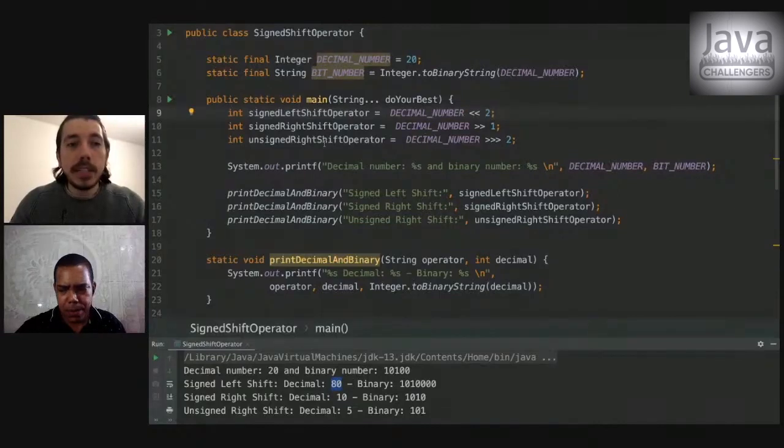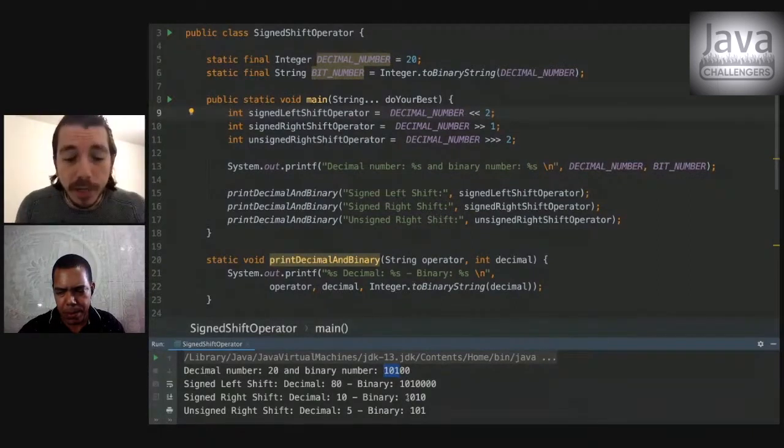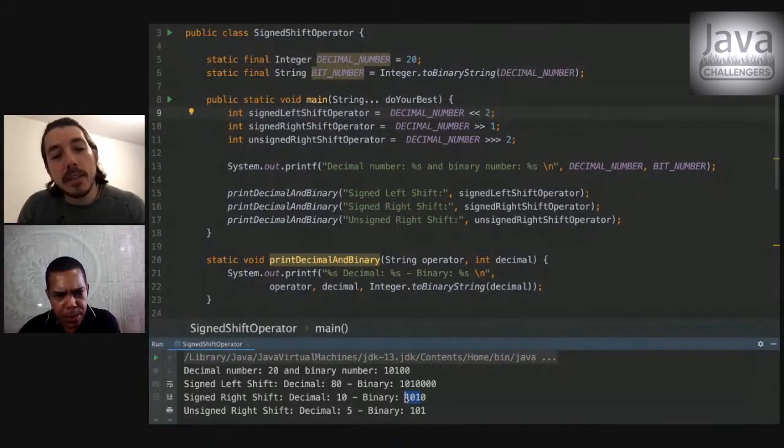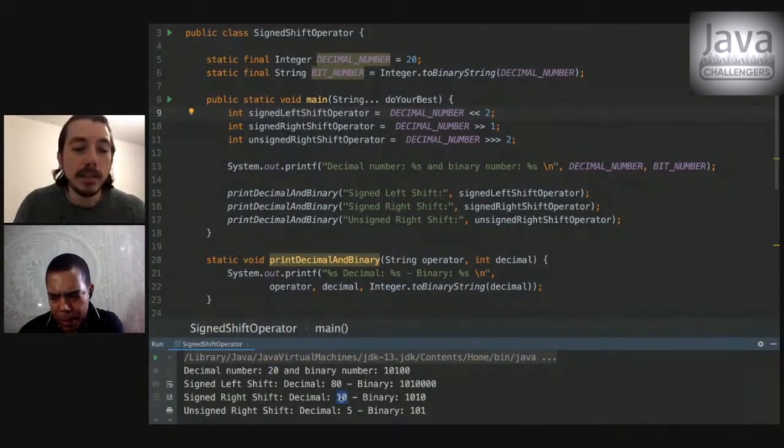The right shift operator is going to do the opposite. As you can see, the 101 is on the third position, but as we used the right shift operator, it's going to go 1 position to the right. So the 101 was here, and when we use the signed right shift, it goes 1 position to the right, which makes the decimal number be the half. We had 20 and we got 10.